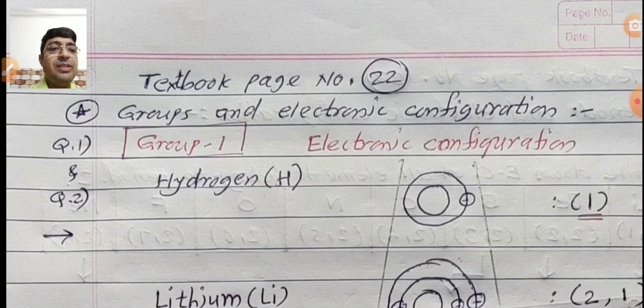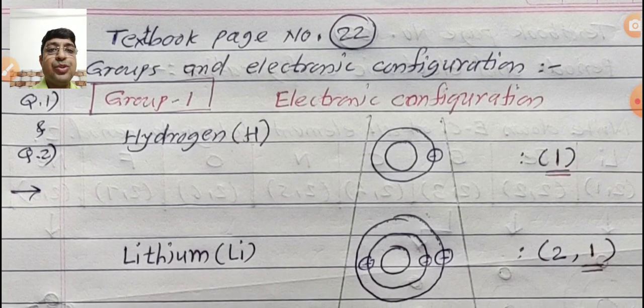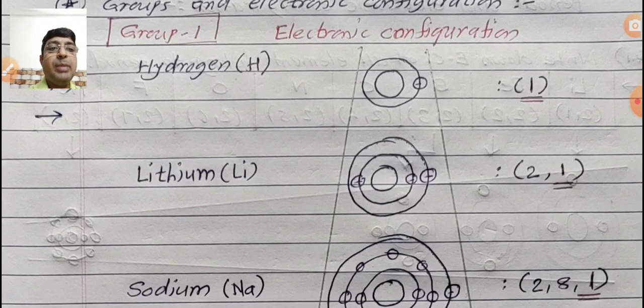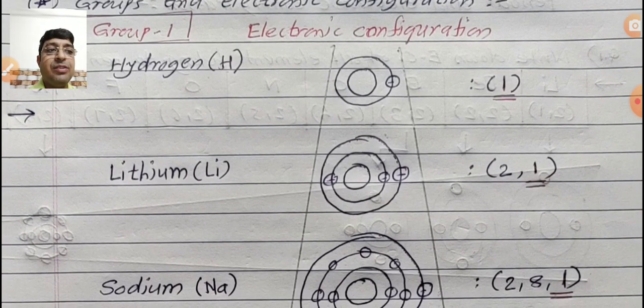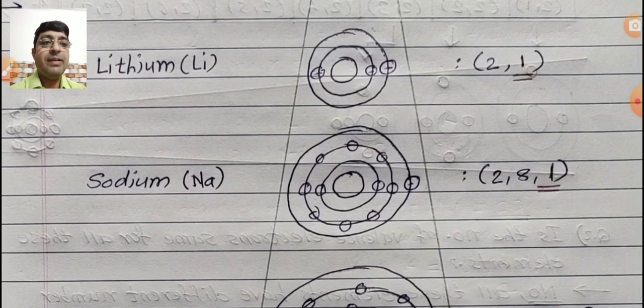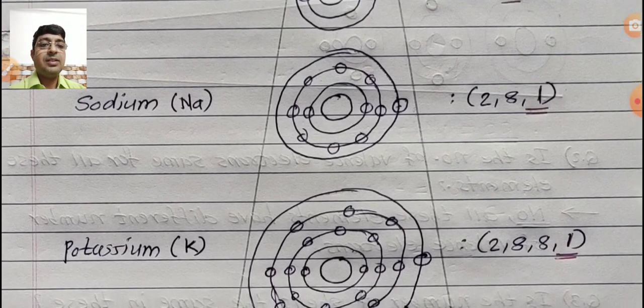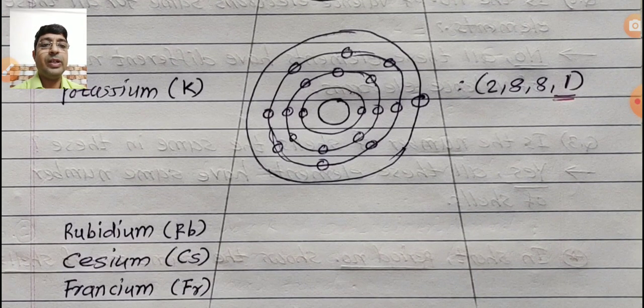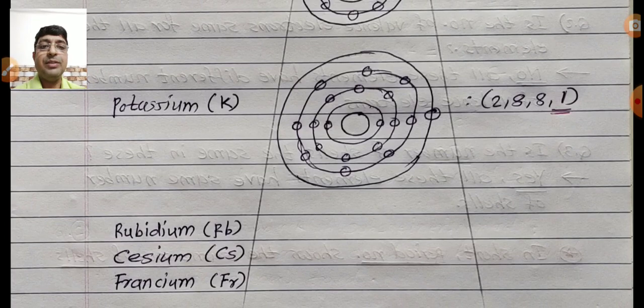So, group number 1. Hydrogen: electronic configuration is 1, because 1 electron is present in its outermost shell. Lithium, atomic number is 3, so electronic configuration is 2, 1. Sodium, atomic number is 11, so electronic configuration is 2, 8 and 1. Next is potassium, atomic number is 19, electronic configuration is 2, 8, 8, 1. Next elements are also given there.